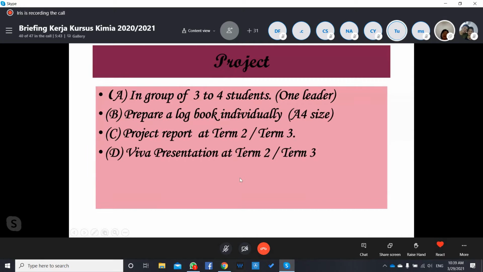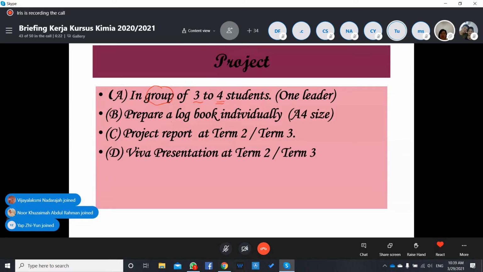So today we focus more on project. For the project, this is the MPM requirement. What I discuss today is based on the MPM requirement. In one group, there will be 3 to 4 students, maximum is 4. Normally, I'm not sure about other subject teachers, I will choose one leader. But it doesn't mean that those who are not the leader are not doing it. The leader is just a representative for each group.